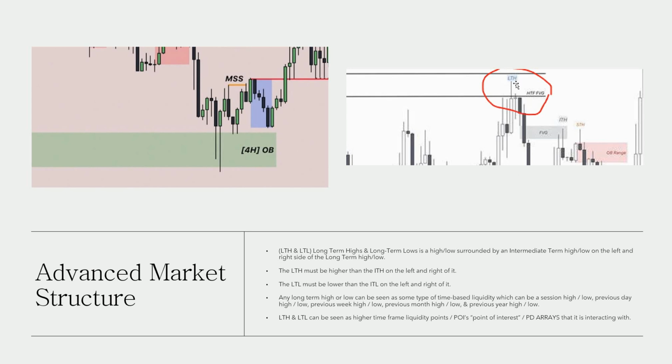And this will be known as our higher time frame liquidity, or our time-based liquidity. This can be a previous session high or low, previous day high or low, previous week high or low, previous month high or low, and previous year high or low. Whenever markets are targeting liquidity, buy side and sell side liquidity on the higher time frames, they are looking at long-term highs and lows.